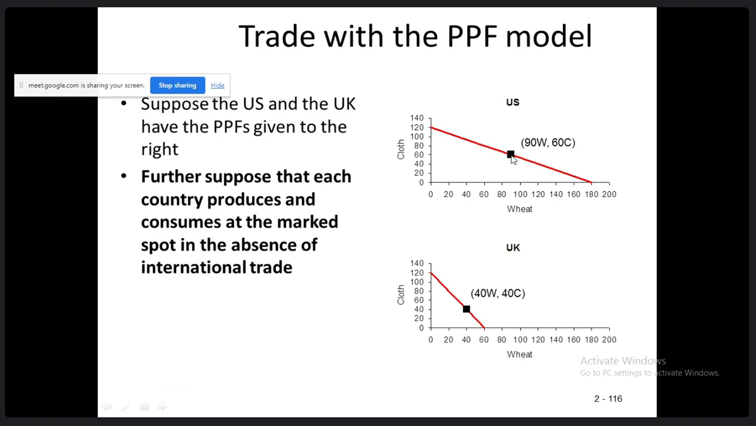If you remember, I had shown you that point in the previous diagram itself. Again, this is an assumption that based on the tastes and preferences of every nation, suppose UK and US are on this point here. In the absence of trade, a nation has to consume what it produces. Suppose US produces 90 wheat and 60 cloth, it will be on this point, and UK produces 40 wheat and 40 cloth.